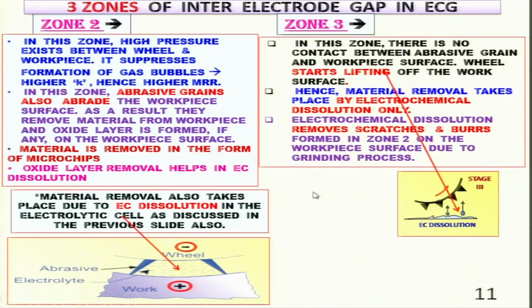Electrochemical dissolution removes scratches and burrs formed in zone 2. As you can see here, in zone 2, material is removed by abrasive particles also, which will form the scratches as well as they may form the burrs also. So, these scratches and burrs are smoothened, removed in zone 3 due to electrochemical dissolution.